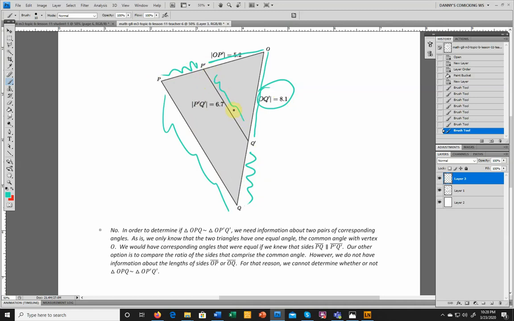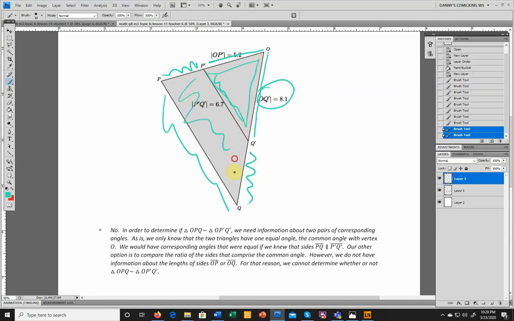But we don't have these, you see, or anything for these. We have this one. We have P prime, Q prime, but that only makes this triangle. It doesn't make this triangle. So we don't know that. As is, we only know that the two triangles have one equal angle. The common angle with the vertex O. That's the only angle they have in common that we know for sure.